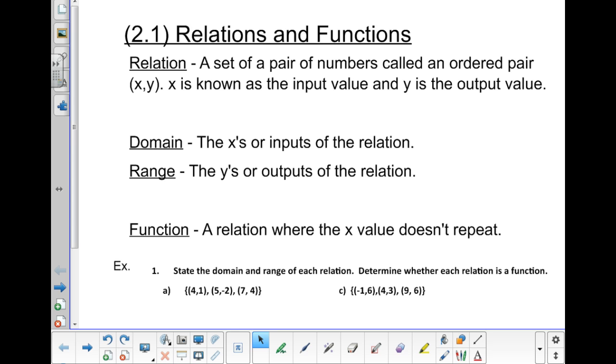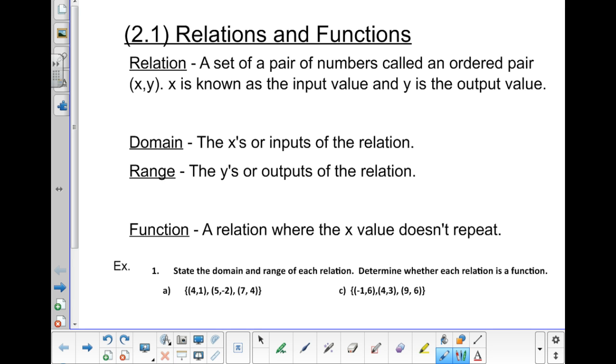All right, the first thing we're going to take a look at is the definition of what a relation is. A relation is just a set of a pair of numbers called an ordered pair, x comma y. That's usually how we write it. X is known as the input value and y is typically known as the output value. You'll also hear these x or input values known as your domain, and the range is your y's or your output. We have special relations in this world. A function is a relation where the x doesn't repeat.